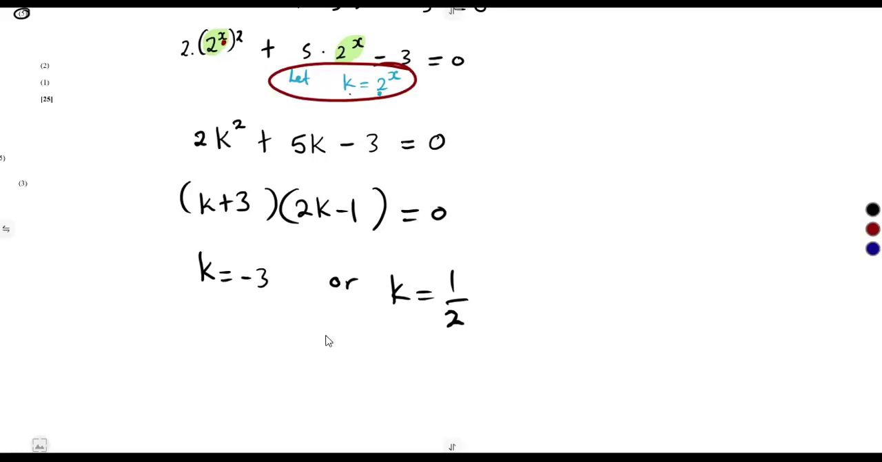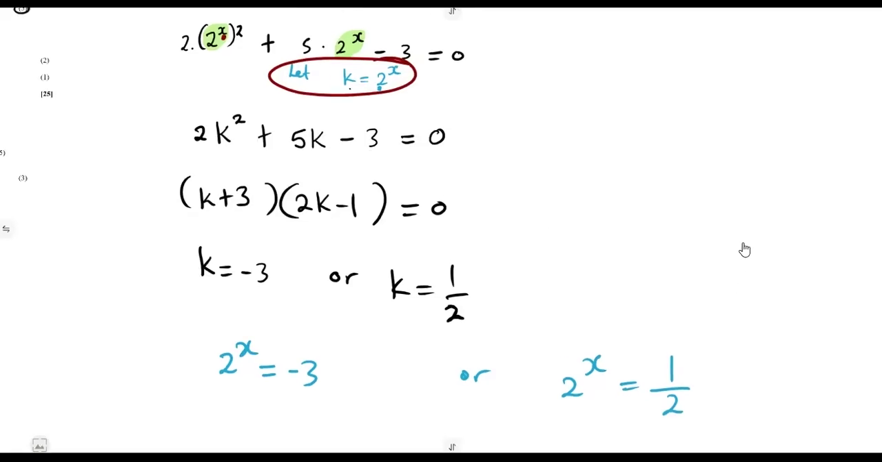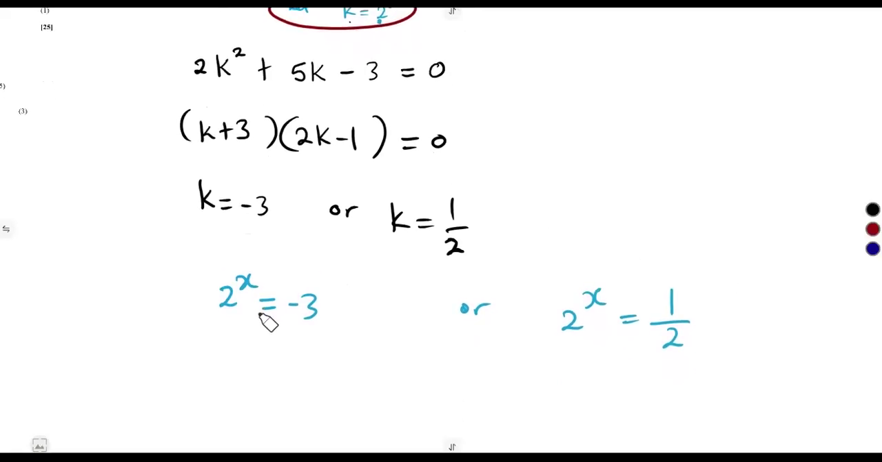Where we had the x, 2 to the exponent of x is equal to what? Minus 3, representing k. Or the same k represented as 2 to the exponent of x is equal to 1 over 2. We have to bring back that is equal to 1 over 2. So this is the condition that we are now having. So from the first one, can we solve this? Can we solve this? No.